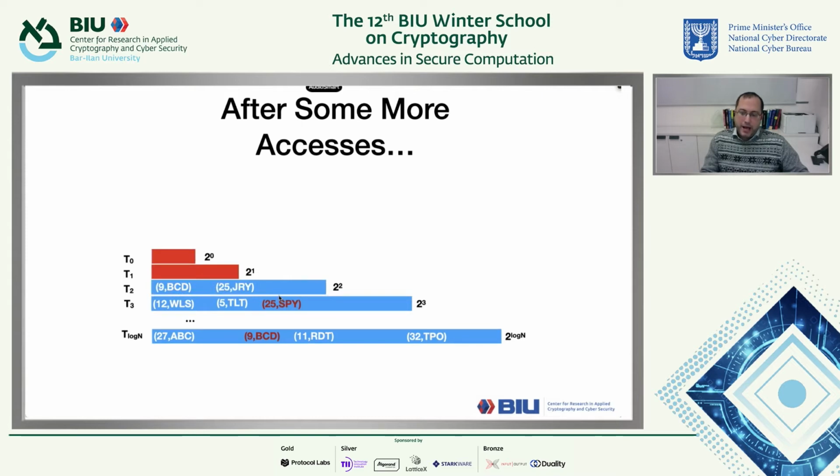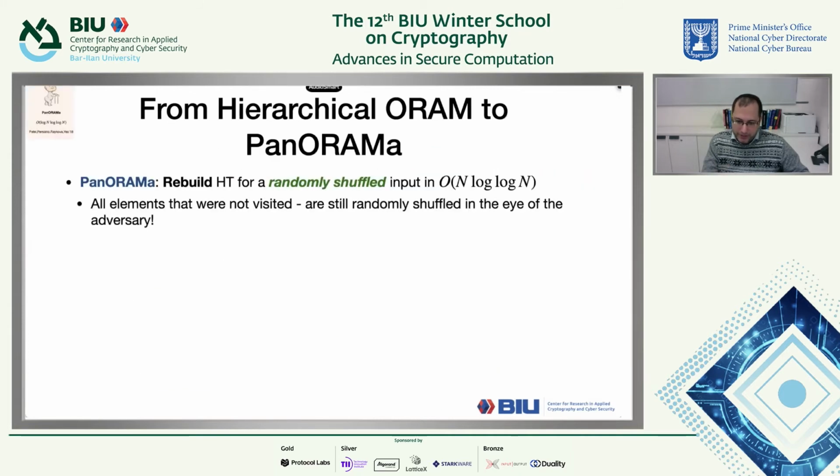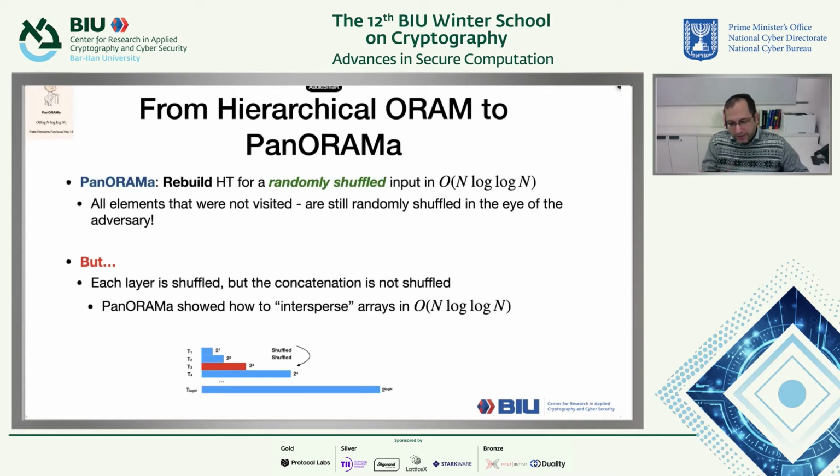So the idea is that all the elements that we didn't visit are still randomly shuffled in the eye of the adversary. However, when we come to rebuild the level, we don't just take the previous level. We have many levels that we need to somehow merge into the new level that we are building. Even though each one of them might be shuffled, it doesn't mean that the concatenation of all of them is also randomly shuffled. So they also showed how to intersperse two arrays in a procedure that costs roughly the size of the two arrays. If I take two randomly shuffled arrays, I can intersperse them together very efficiently without having to permute the arrays again. I can use the permutation that was done in the very beginning.